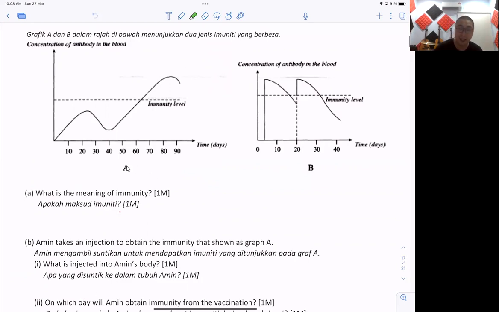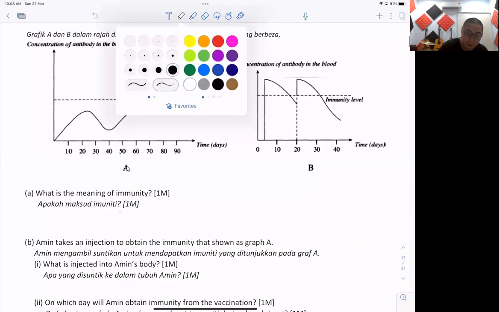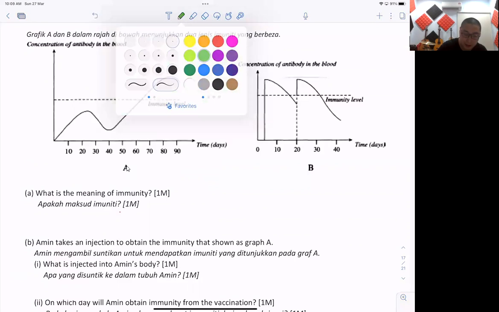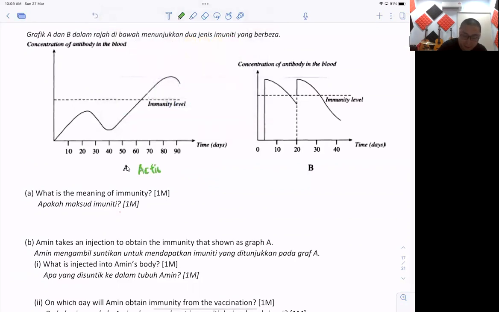So again, if you look at A, although the question doesn't ask here, this one will be your active immunity. So I put active only. For B, it is active immunity, and this one will be your passive.